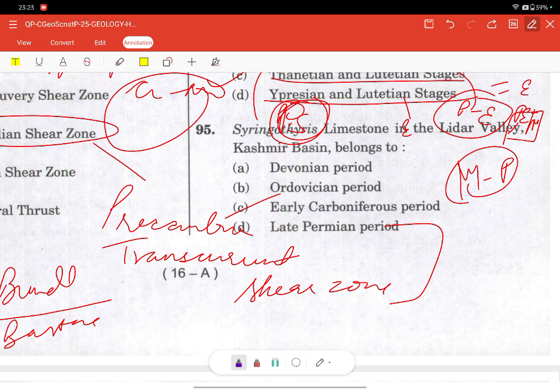And about the regional geology, the Kashmir Basin Carboniferous sequence here is limestone dominated and it is rich in brachiopods. That's why the name is based on the fossil. Early Carboniferous is the only correct age.